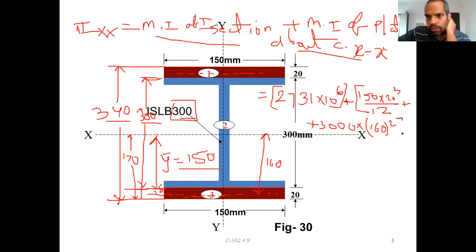Right, so this is for one plate. If you want the two plates, just multiply with the 2, at the end or at the starting, so that you need not write both 2 times again. Here once again it is 150 plus 20 cube by 12 plus 3000 plus 160 square, because for this plate or this plate it will be the same.